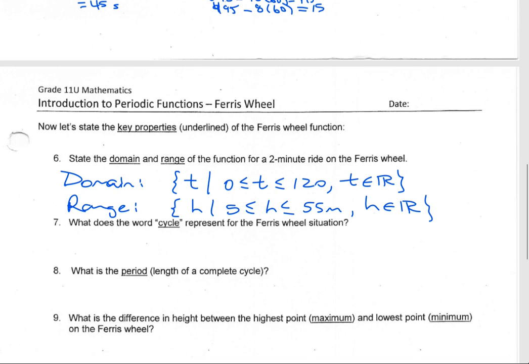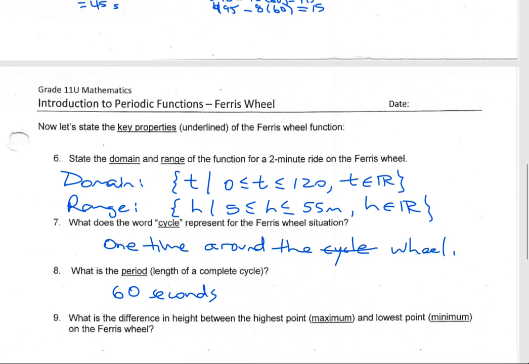What does the word cycle represent for the Ferris wheel situation? So the cycle is 1 time around the wheel. So that at the end of the cycle, you come back to exactly where you started at the beginning of the cycle. 1 time around the wheel. What is the period? So the period is the length of the cycle, how long it takes. So it takes 60 seconds to complete the cycle.